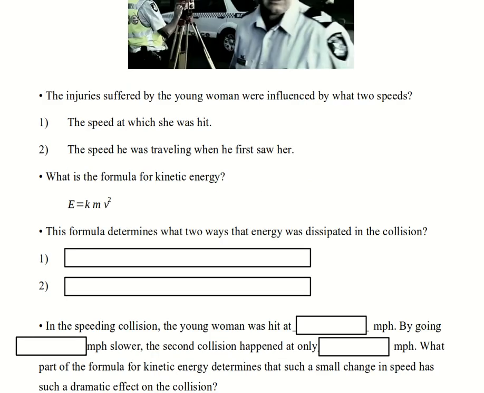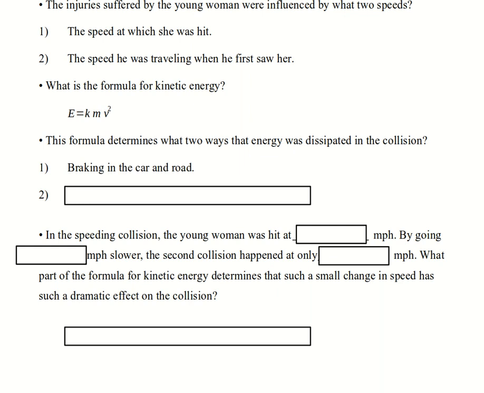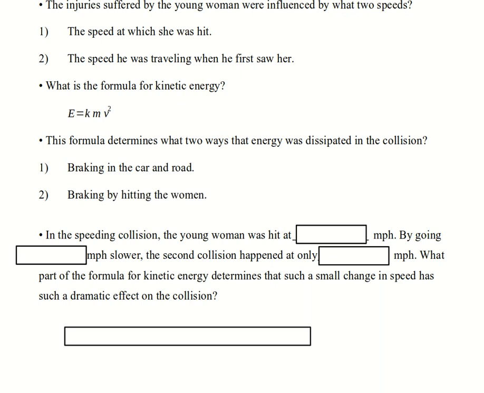So we might say, well, what happened in that collision? There were two ways that energy was dissipated. One was with the car on the road, that is the braking in the car, the brake pads, the brake disc, the tires on the road. And the second, the one that did all the damage, was deceleration that happened by hitting the young woman, by throwing her 6 meters, about 20 feet. That happened because the car was transferring some of its energy to her.